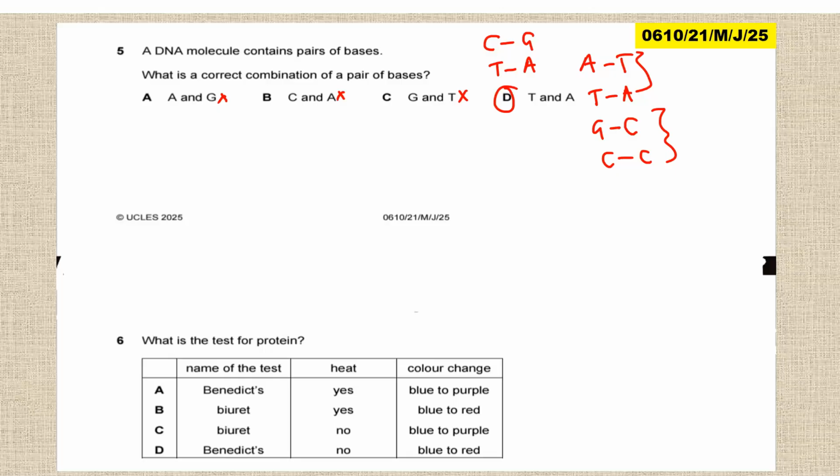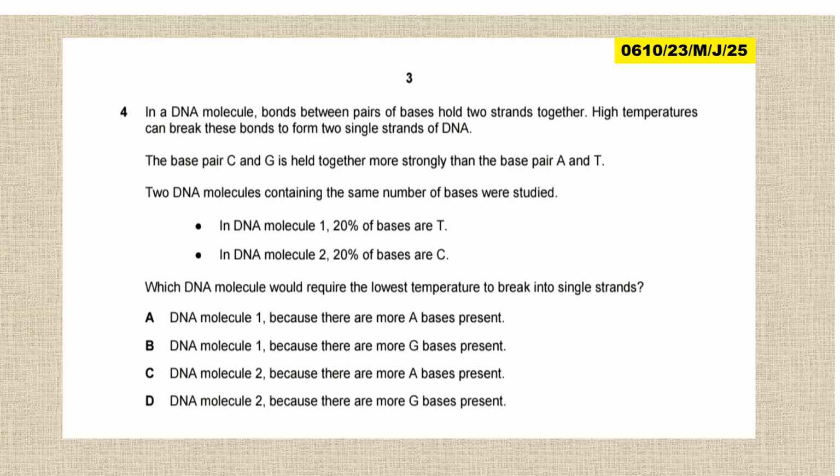What is the test for proteins? Question 6, the same year. What is the test for protein? The name of the test is Biuret. We don't care about Benedict's there. Does it require heating? No. Only reducing sugars, or Benedict's, requires heating. Then what is the color? Blue to purple. So the answer here is C. Look at how the question comes.